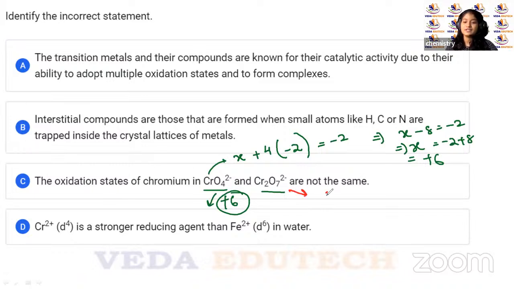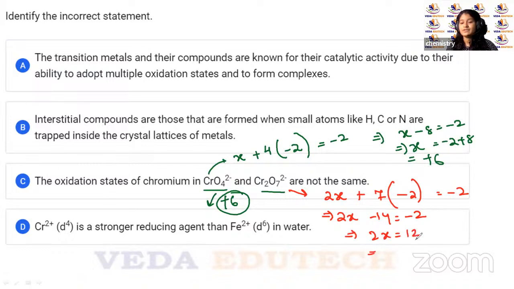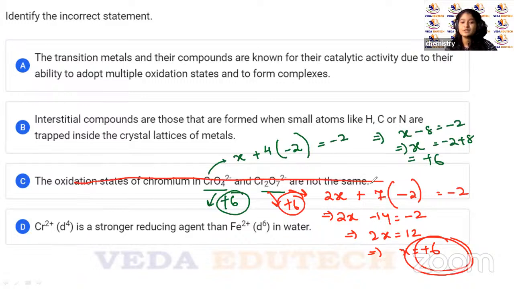Checking for the other one, this is 2 chromium, so 2x plus 7 oxygen. Each oxygen has a charge of -2, equal to -2, which implies 2x minus 14 equals -2, which implies 2x equals 12, which implies x equals +6. So here we see, children, that is also +6. There's a +6 and that is also +6, right? So we can say it is the same, but here it is given as not the same. So this one, children, is your incorrect statement.